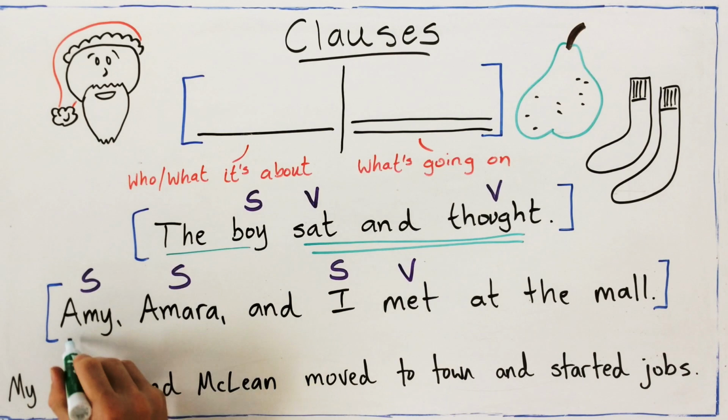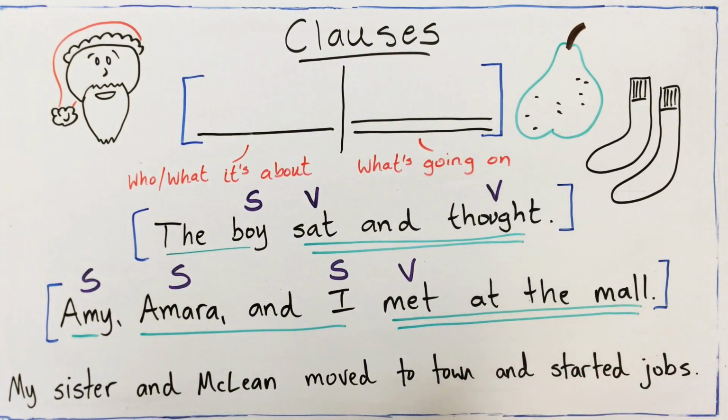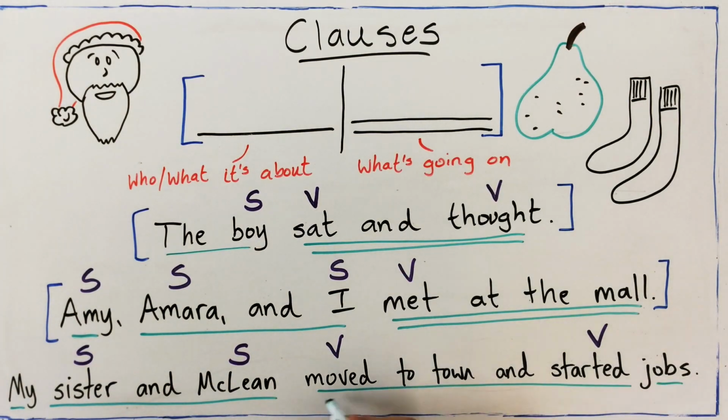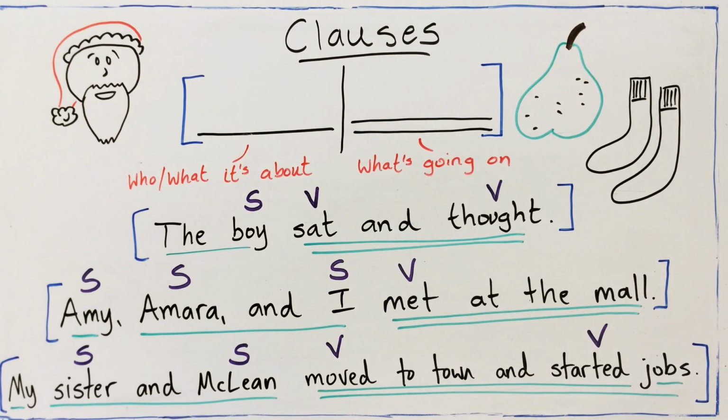Here's another sentence where we have three simple subjects that all go together in one complete subject, because the sentence is about Amy, Amara, and I, and they're all doing the same thing. They met at the mall. Last but not least, here's a sentence with multiple simple subjects and multiple simple predicates, but still one clause, because we have one complete subject, my sister and McLean, and one complete predicate, moved to town and started jobs. This clause just happens to be about two people, and what's going on is that they are doing two things.